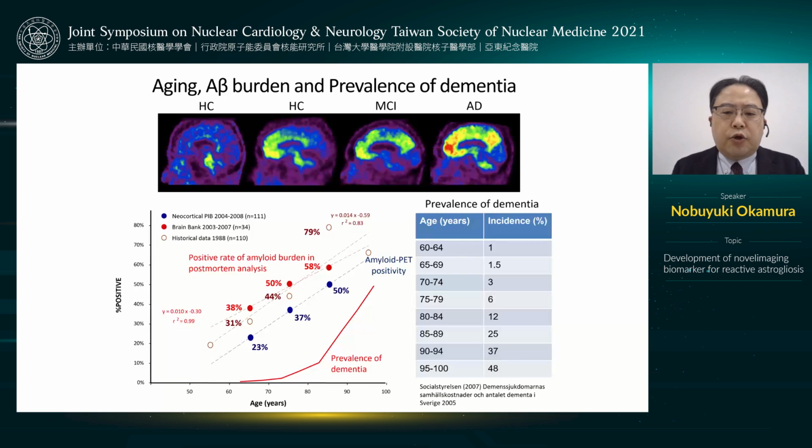The prevalence of amyloid PET positivity in older people is similar to the prevalence of amyloid depositions as established by neuropathologists. Amyloid PET is positive in 37% for the age group of 70s and 50% for the age group of 80s. And amyloid PET positivity parallels the prevalence of dementia in general populations, predating it by 10 or 20 years.